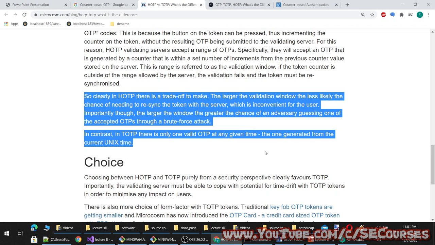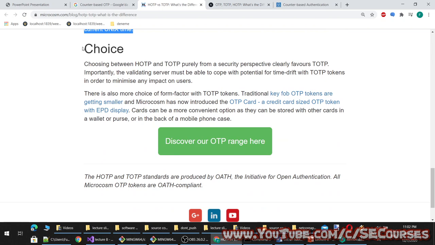So clearly in HOTP there is a trade-off to make. The larger the validation window, the less likely the chance of needing to re-sync the token with the server, which is inconvenient for the user. Importantly though, the larger the window, the greater the chance of an adversary guessing one of the accepted OTPs through a brute force attack. In contrast, in TOTP there is only one valid OTP at any given time, the one generated from the current Unix time.